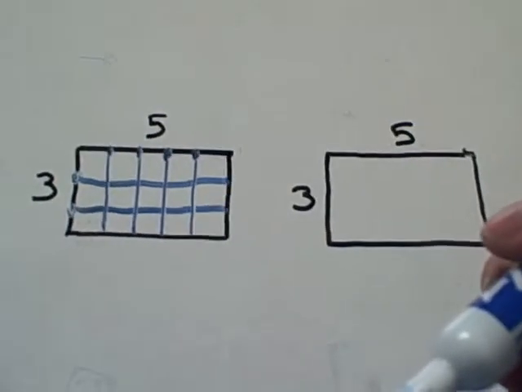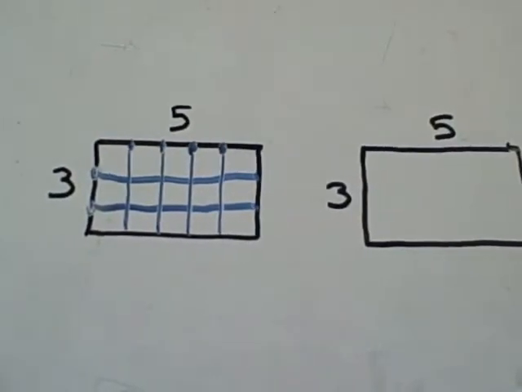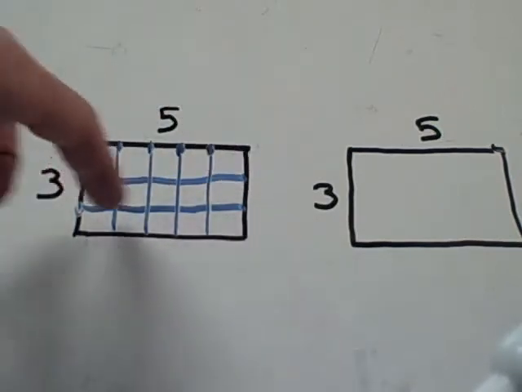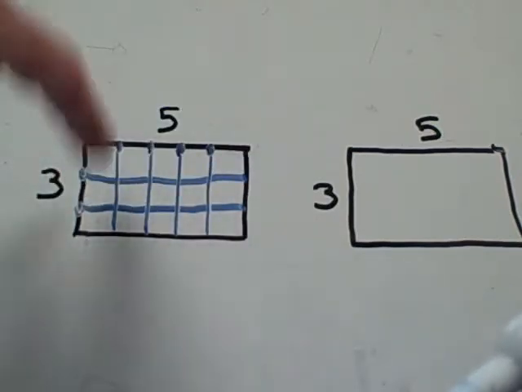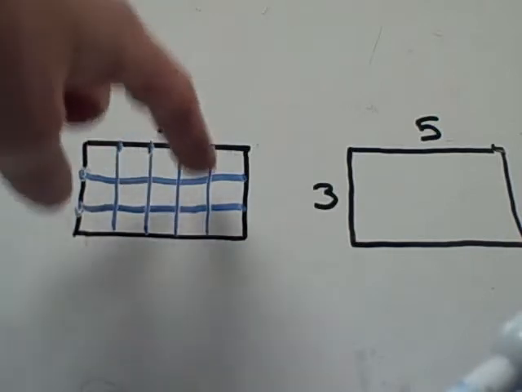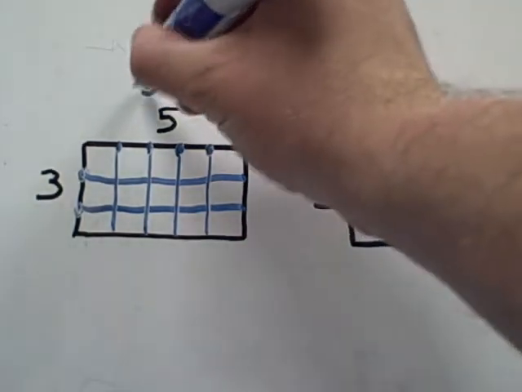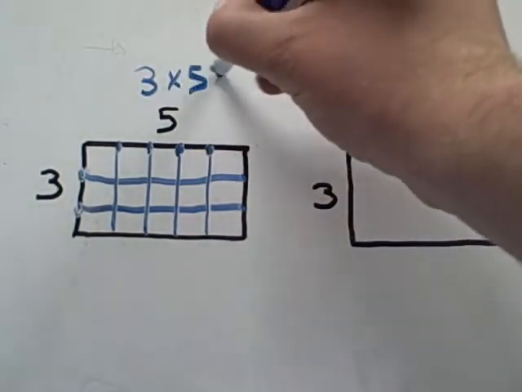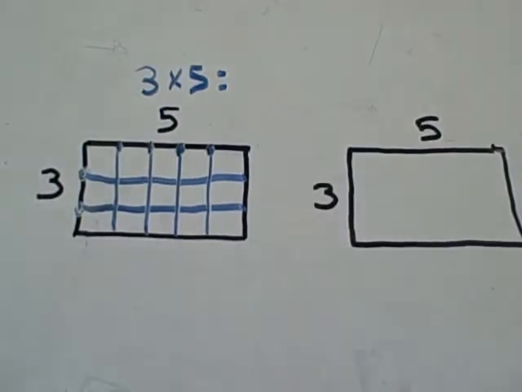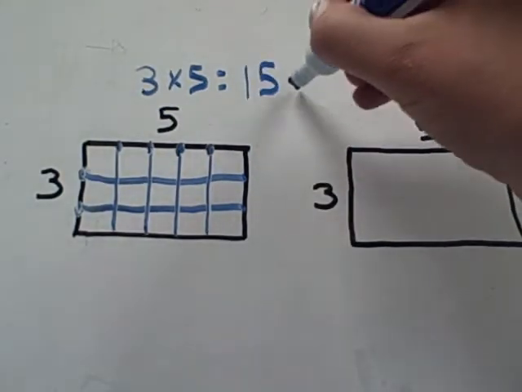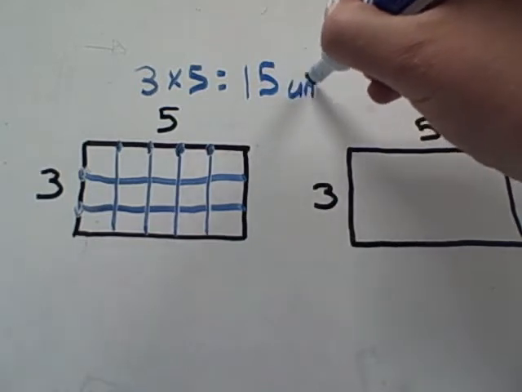So as you can see, the area of this rectangle is 5 square units plus 5 square units plus 5 square units, or 3 plus 3 plus 3 plus 3 plus 3. Or a multiplication problem would be 3 times 5. 3 groups of 5 equals 15 square units.